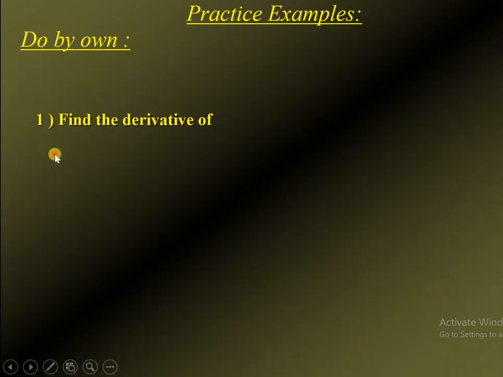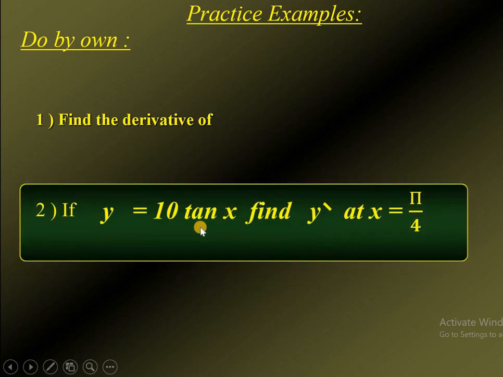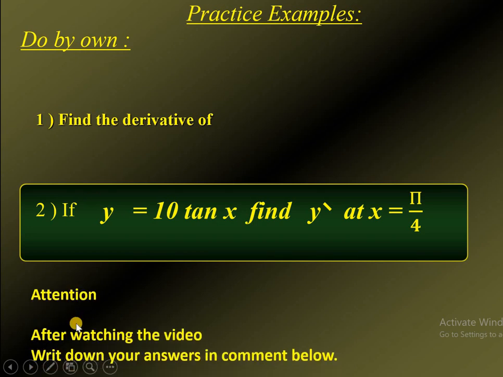Now another example, y equals 10 tan x, find y dash at x equals pi over 4. That exercise you have to do on your own, and after watching the video write down your answers in the comments below because you will get 5 marks bonus.